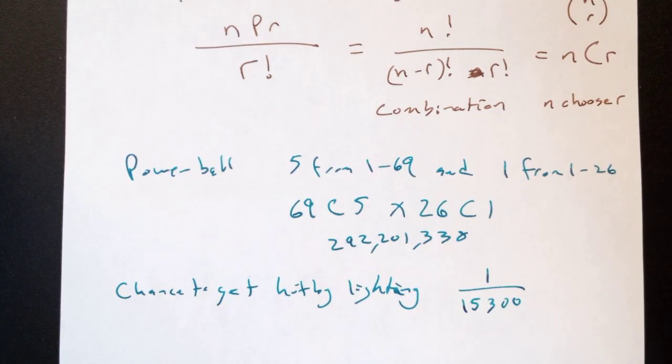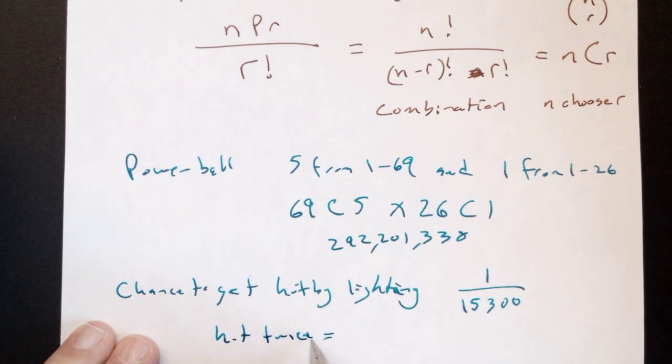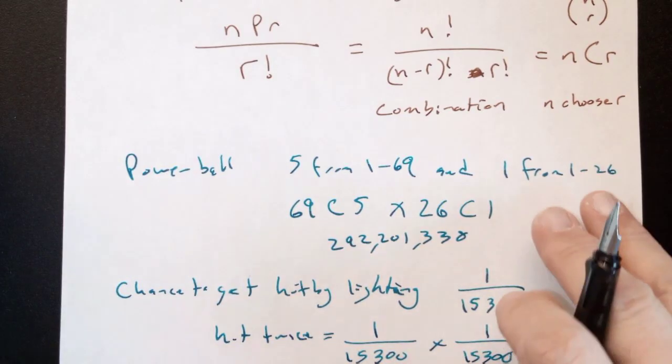What's the chance you get hit by lightning twice? Well, I would hope so, right? I hope you have to be pretty unlucky to get hit once, then you're going to get hit a second time. Wait a minute, I want to get hit first and hit a second time. What should I do when I hear the word and? Multiply. And each one of those numbers is this, isn't it? So to hit twice, it would be 1 over 15,300 times 1 over 15,300. What's 15,300 times 15,300?